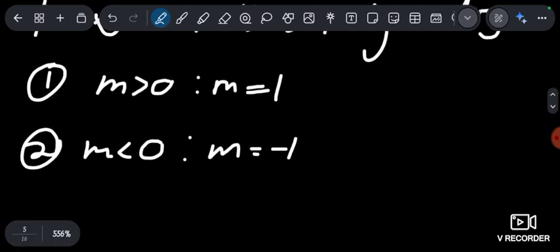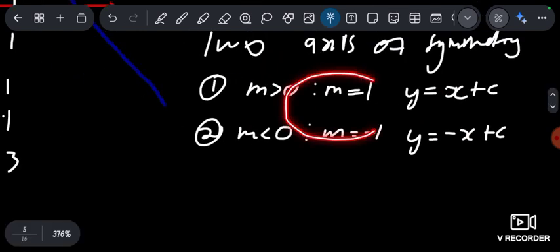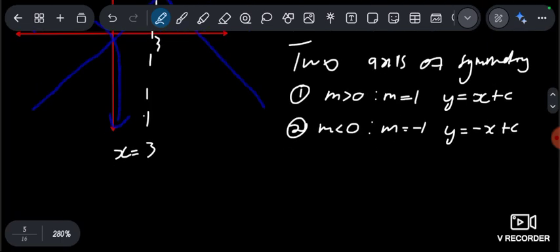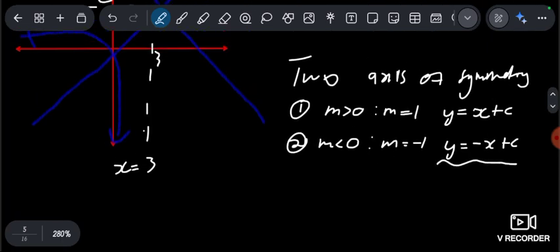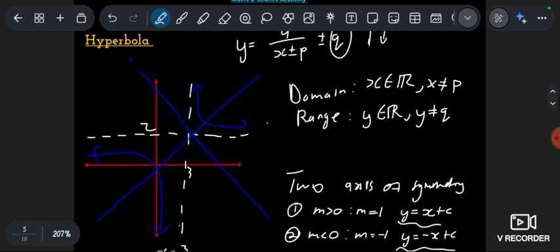Then their equations are always y is equal to x plus c if it's positive, and y is equal to negative x plus c, right? Because it's negative 1 over there at the front, and there is positive 1. These are the gradients, so the gradients remain constant always, guys. If they say find the equation of the axis of symmetry with a negative gradient, you are going to use this one. If they say find the equation of the axis of symmetry with a positive gradient, you're going to use this one. But of course, this is just revision. We're just trying to get the gist of what we are doing.